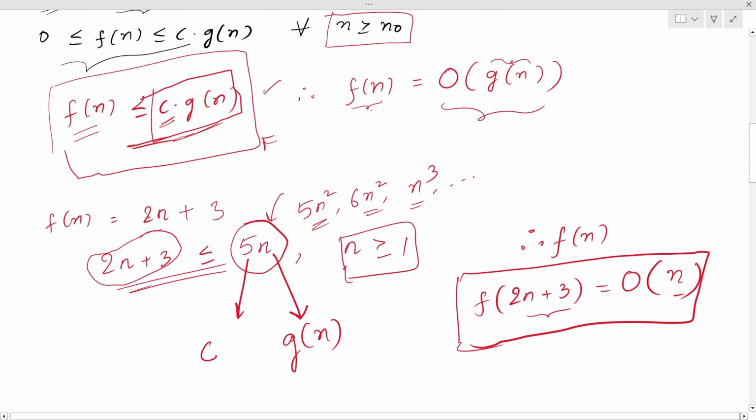You can take any example of f of n and try it yourself. And you need to make sure that it satisfies the condition f of n less than or equal to c into g of n for all values of n greater than or equal to n naught. That means any value, right? Here we have taken 1.